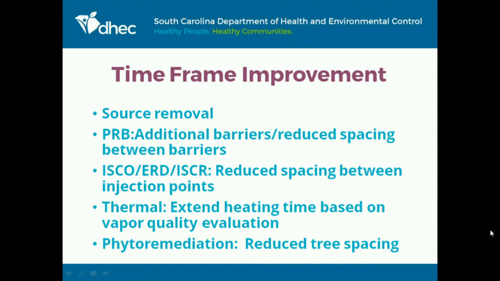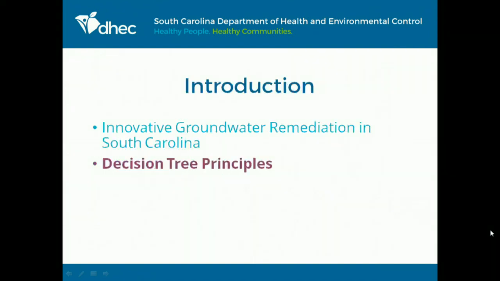And then with phytoremediation, planting your trees closer together, again, will reduce the amount of time required.